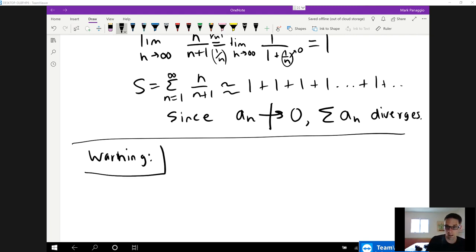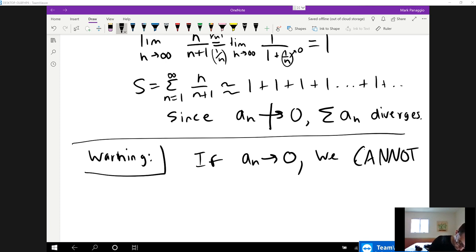You need to box this, star this, highlight it, whatever you do to remind yourself of it. This is important. If the limit of a_n is 0, so if the terms approach 0, we cannot conclude that the sum converges.